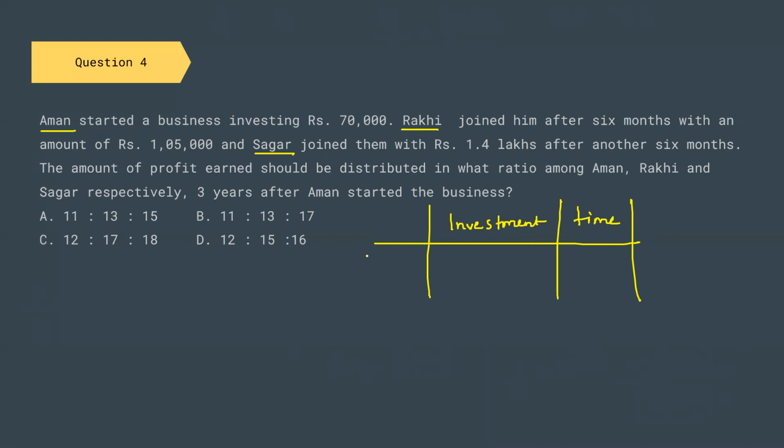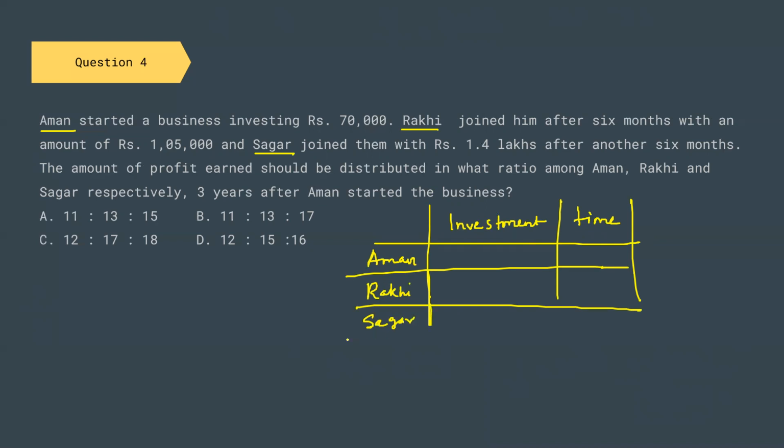And we are going to make a table from each of them. So here is Aman, and then there is Raki, and then there is Sagar. So there are three people in the business.